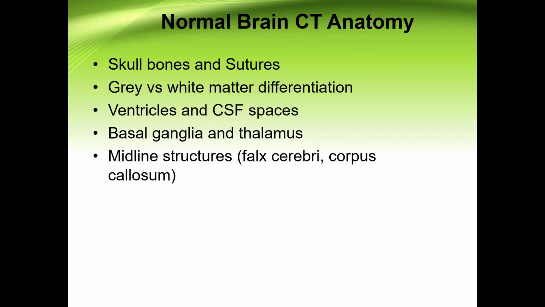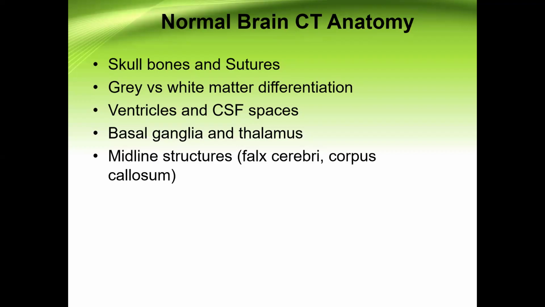Before we talk about abnormalities or pathologies, it's important for us to understand and be able to recognize a normal brain CT. If you don't know what is normal, you won't be able to identify abnormality. So we're going to go through some of these basic brain structures on CT. We're looking at the skull bones and sutures. We want to look at the gray and white matter, the ventricles and the cisterns, the basal ganglia and the thalamus. And we're going to also look at the midline structures, the vas cerebral and the corpus callosum.